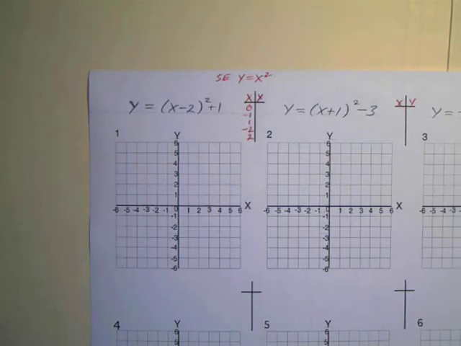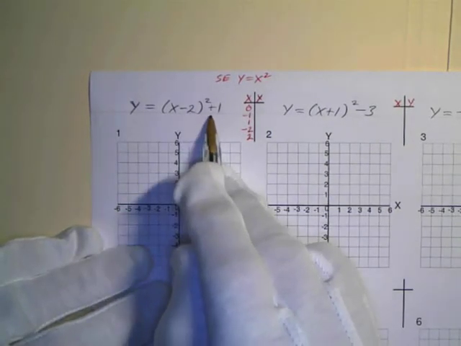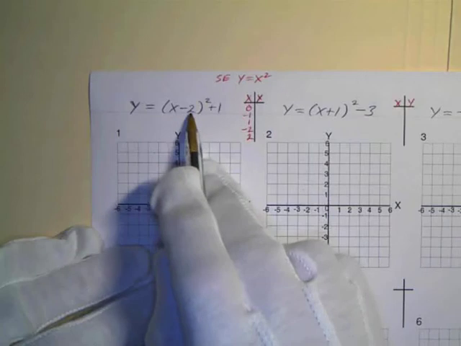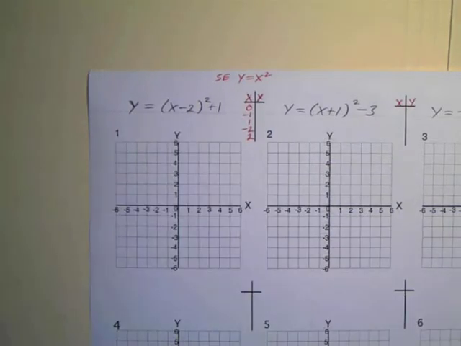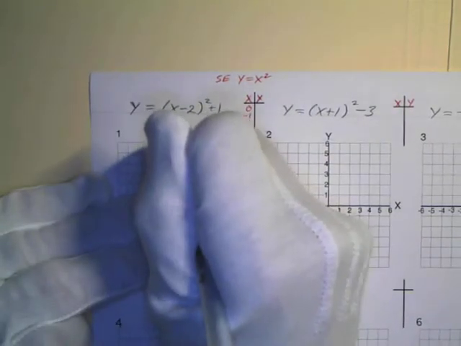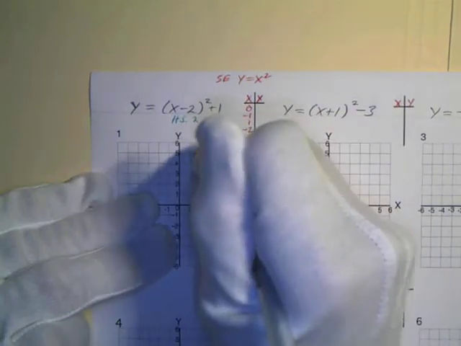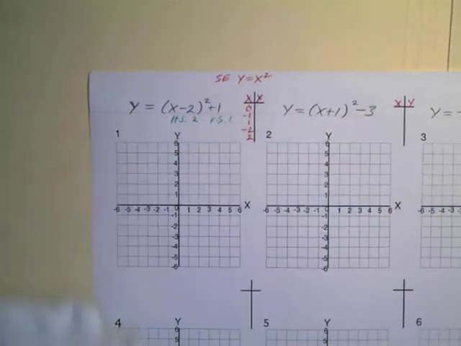Okay, we're going to talk about graphing some of these parent functions with some shifts, horizontal and vertical shifts. So our first equation here, y equals (x minus 2) squared plus 1. And we notice that this is going to be the horizontal shift. And it's going to be the opposite sign, so the horizontal shift, I can mark that as positive 2. I usually just call that HS. And that's going to be 2, and this is the vertical shift, and that's going to be 1.